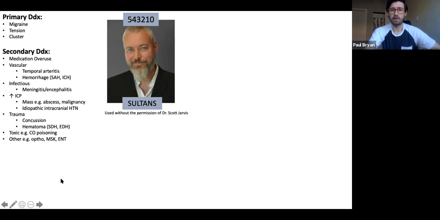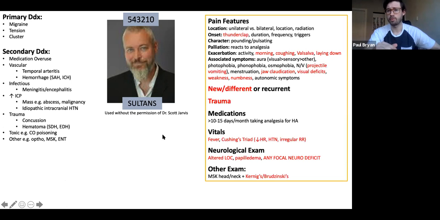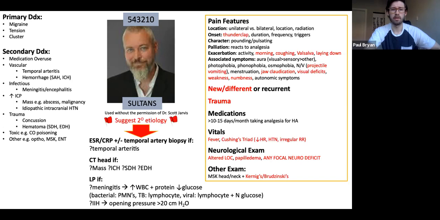So what are the red flags? I have them listed here. You can go through a comprehensive history. If you recognize these buzzwords, these should make you think of red flags and should make you think of doing other investigations and not treating it like a primary headache. So when it's a secondary etiology, there's some basic investigations that you should always consider. Does it make sense to do this right now?